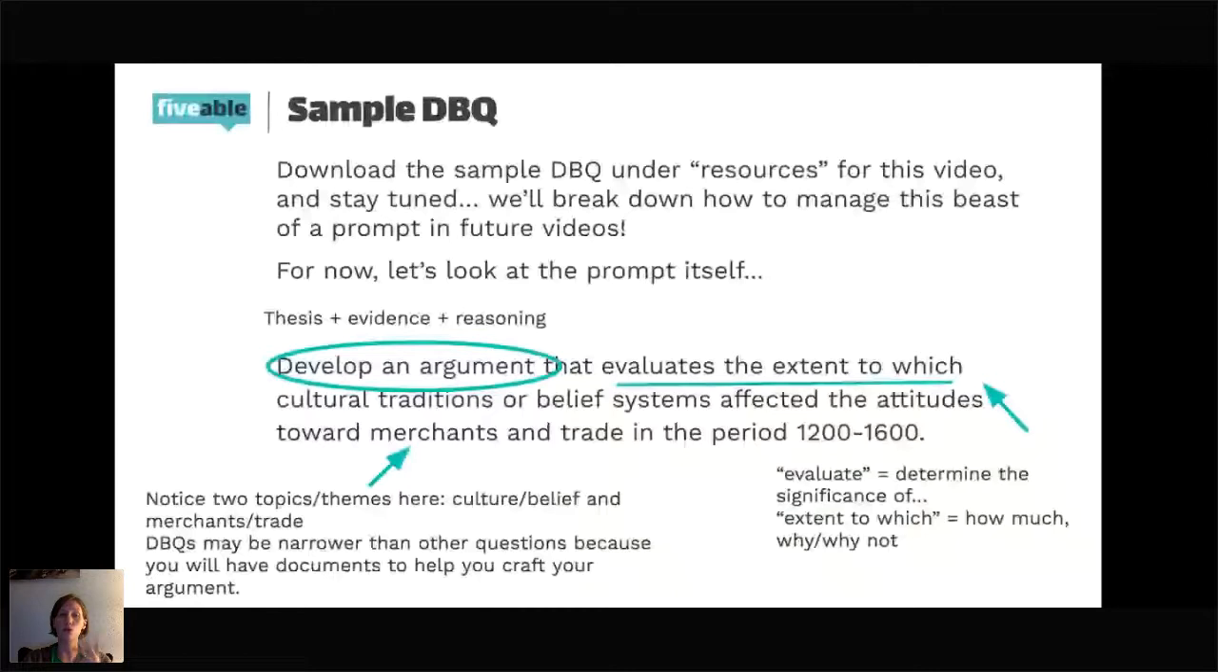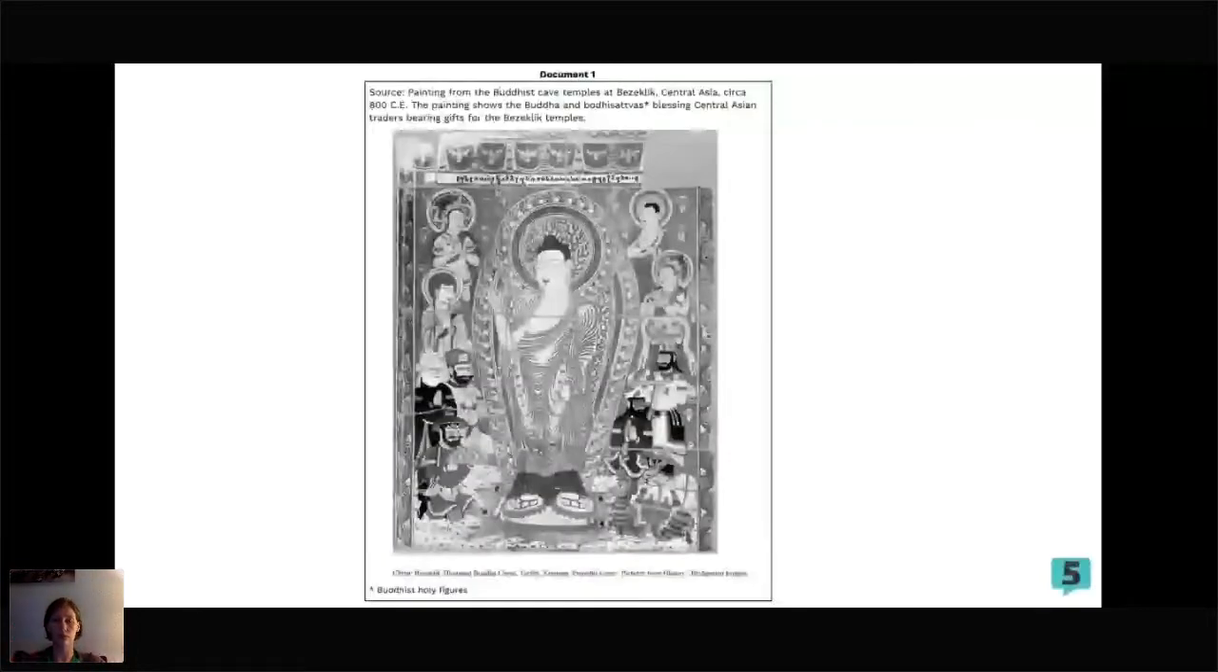And if you don't have a copy of the Google Doc in front of you, this might be a little bit tricky to see, but I'll read you what it says so that you can get a sense of what we got here. So I started with an image document, just because that was document 1 in the DBQ that I created. This is a painting from the Buddhist cave temples at Bezeklik in Central Asia, circa 800 CE. The painting shows the Buddha and the Bodhisattvas blessing Central Asian traders bearing gifts for the Bezeklik temples.